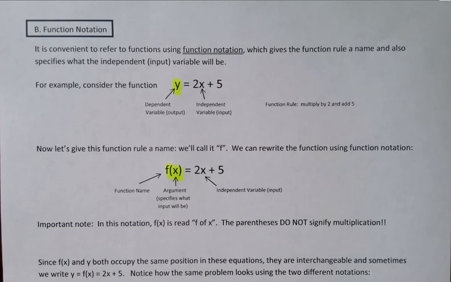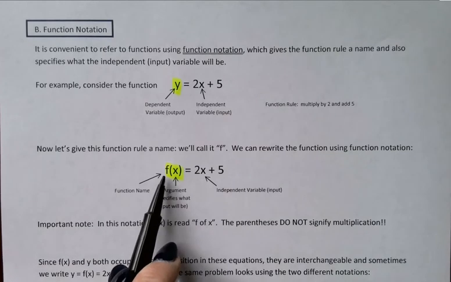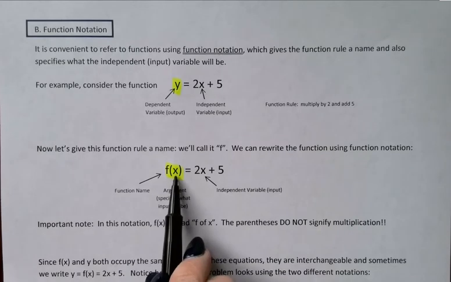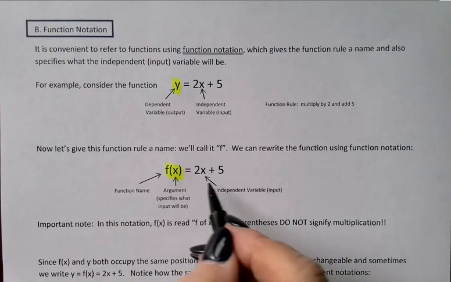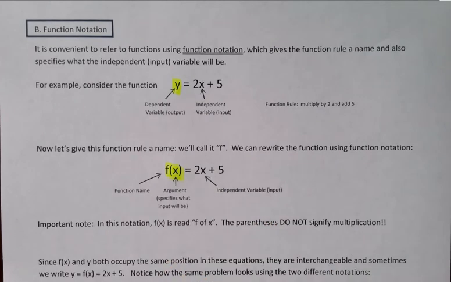Notice that this notation tells us several things. First of all, the name of the function is f, and it is a function. We don't have to wonder, we don't have to test. It is a function. Secondly, the input variable will be x. So that one function notation tells me all of that. The other side then just basically gives me the function rule.